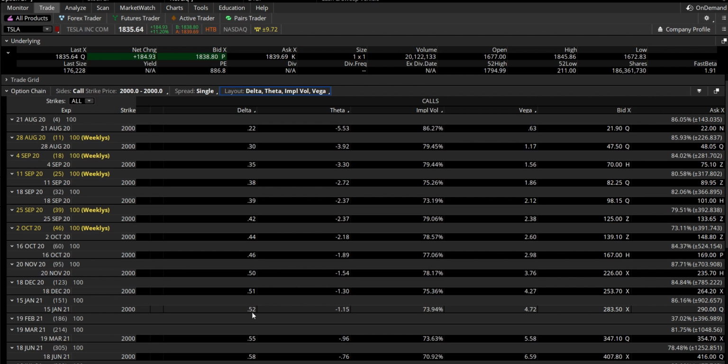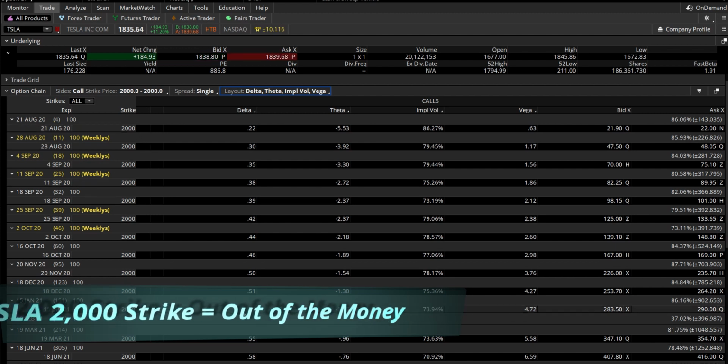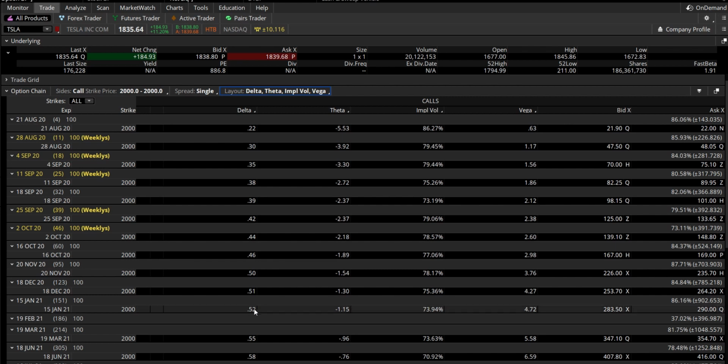If I buy a longer dated option at the same strike of 2000, the movement of that option will be more for an out of the money option. And you know, the stock's at 1840, so we're talking about an out of the money option. So when we look at this, the out of the money option in January is going to have a delta of 0.52. So it's going to move more. So if you're bullish on the stock, you should buy a longer dated option.